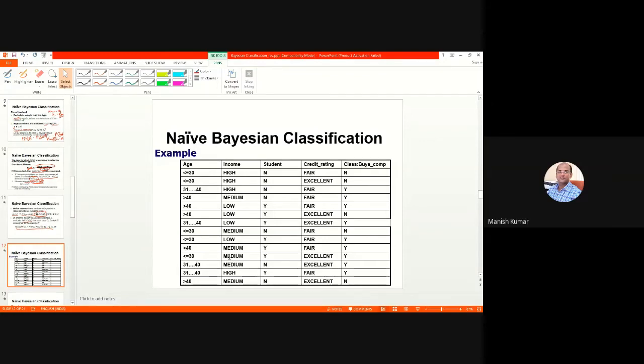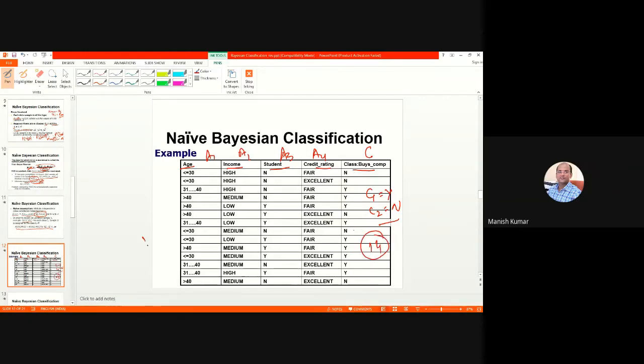Let us take one example data. You can see there are attributes A1, A2, A3, A4, and this is my class C. You have 2 classes: C1 is yes and C2 is no. How many records do you have? 1, 2, 3, 4, 6, 8, 10, 11, 12, 13, 14. So the total number of records is 14.